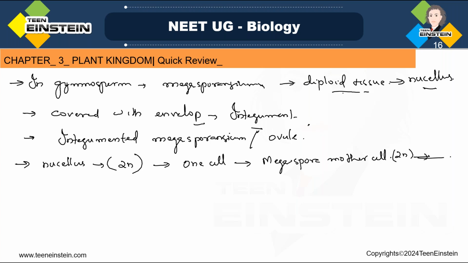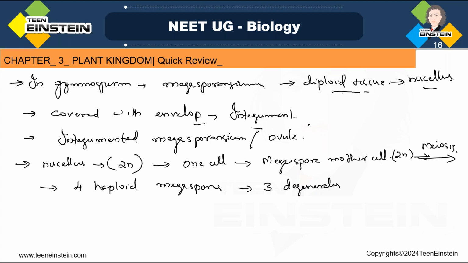So that will undergo which division? Meiosis, right? And it forms 4 haploid megaspores, right? And among the 4 haploid megaspores, 3 degenerate, and only 1 megaspore will remain functional.